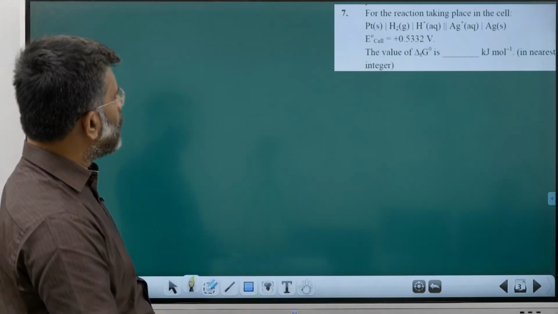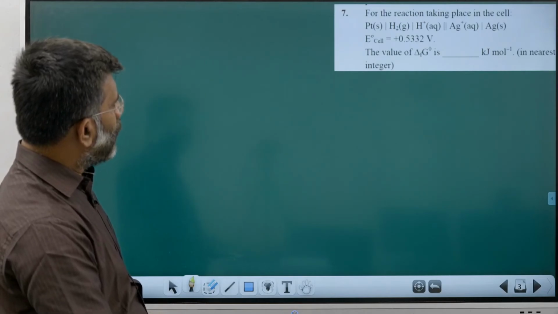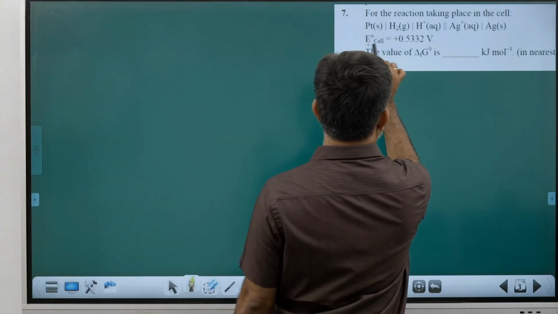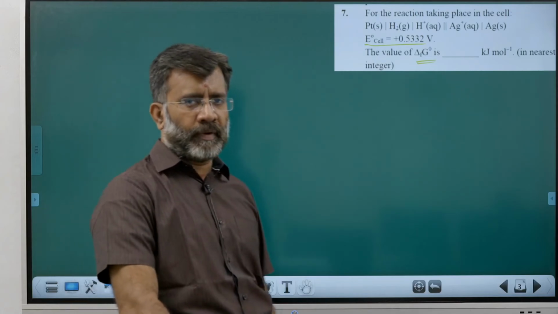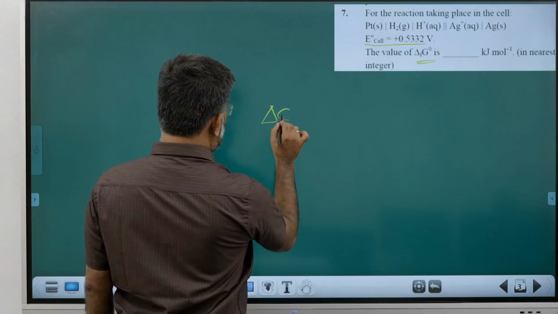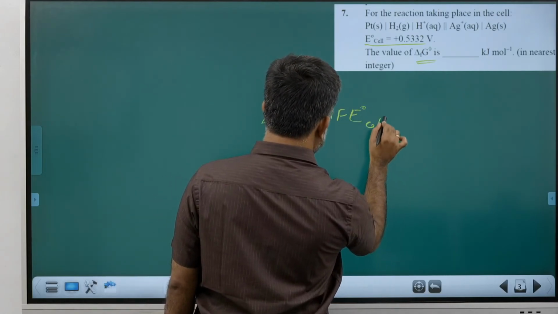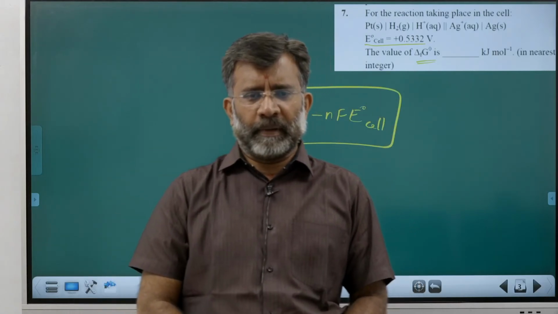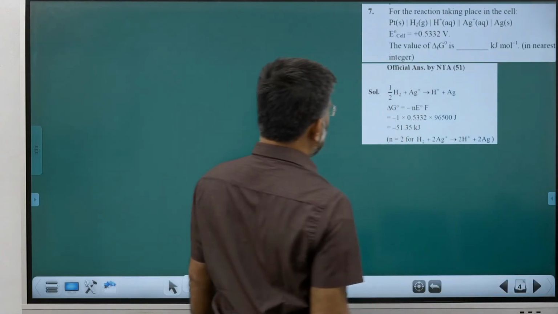For the reaction taking place in the cell, Pt bar H2, H plus, Ag plus, Ag, E0 cell given, we want to find out the delta G naught. What is the formula? Delta G naught is equal to minus n F E0 cell. Right? Only the matter of knowing n, you get the answer. So what will be the answer?